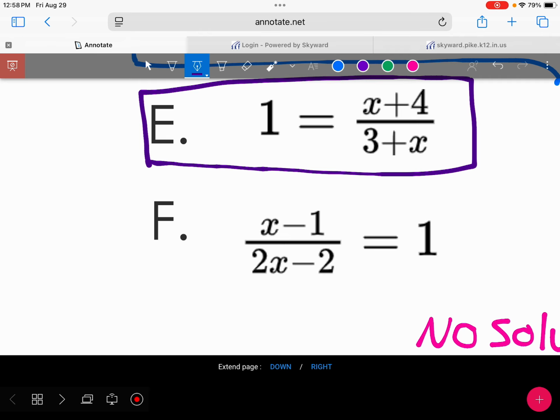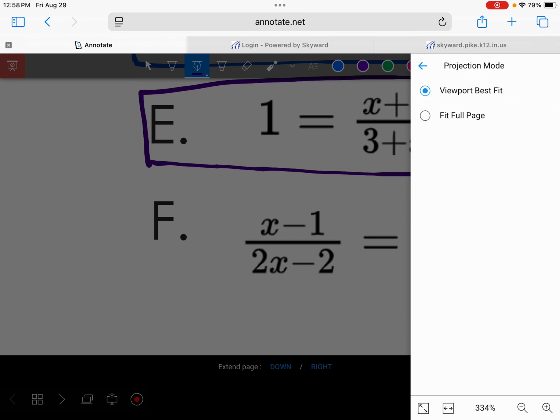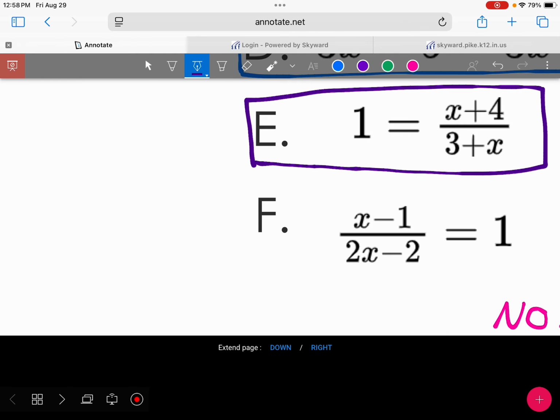What about this one? I'll zoom it in so we can see a little bit bigger, because I know sometimes we can't see in the back. I'm sure that's entirely the reason we're not paying attention. Definitely it's because it's not big enough. I have x plus 4 over 3 plus x. What do we notice about this?